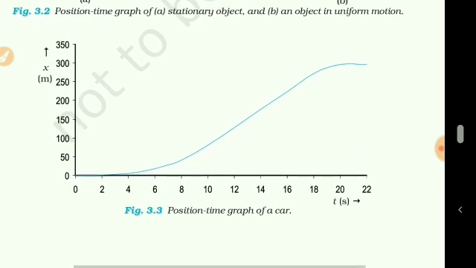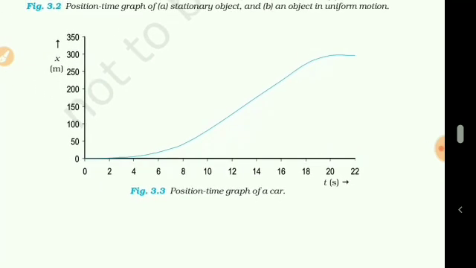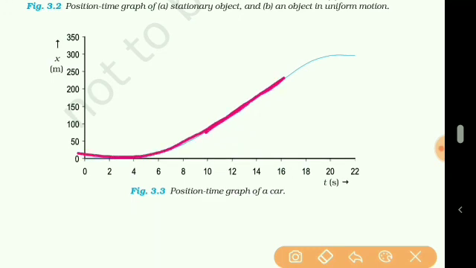Now you can see here one more graph. Here the line is not straight, you can see it is a curved line. Here somewhere it is straight, but once again it is curved. So this type of motion is a non-uniform motion, because in this case the particle will cover different distances in different time intervals.